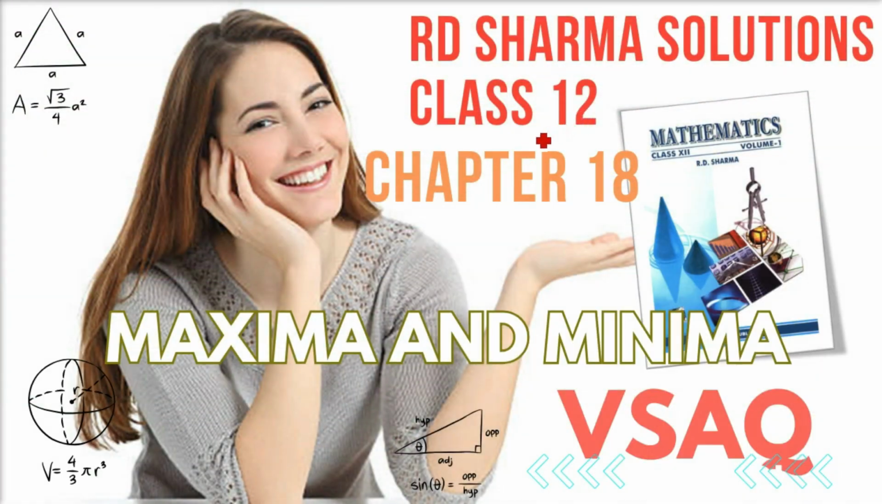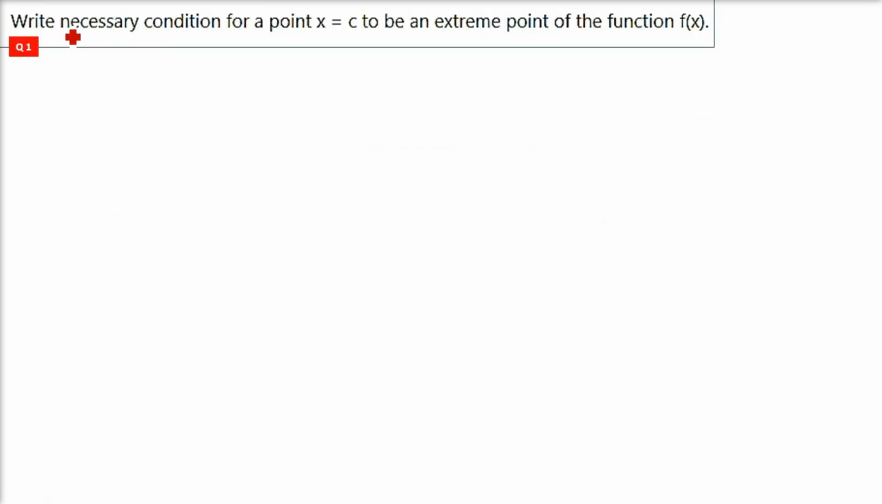This is R.D. Sharma Solution Class 12 Chapter 18 Maxima and Minima VSAQ. Very small answer questions we are taking. Write the necessary condition for point x equals c to be an extreme point of the function f(x). Now there are certain things you need to understand: necessary condition, sufficient condition, necessary and sufficient condition.